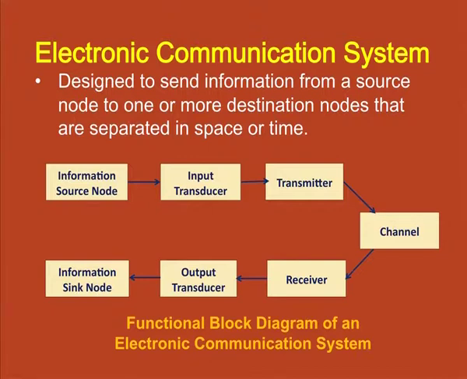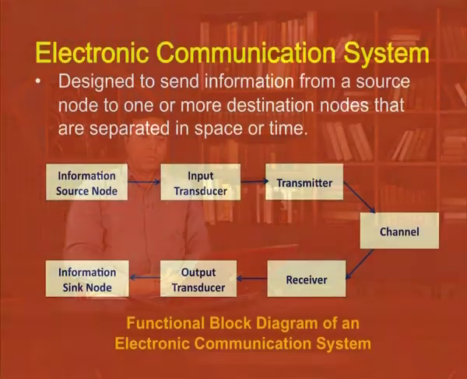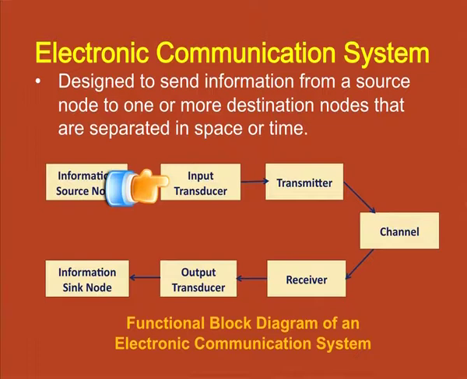If you look at the functional block diagram, you can see there are 7 major components of a communication system. First one is the information source node. The information source node generates the information which is to be communicated and is desired by the destination node. The input transducer converts the information signal into an electrical signal which is suitable for transmission over the electronic communication system. Then the transmitter accepts the input transducer output and converts it into a signal which can be transmitted reliably over a channel which connects the source and destination nodes.